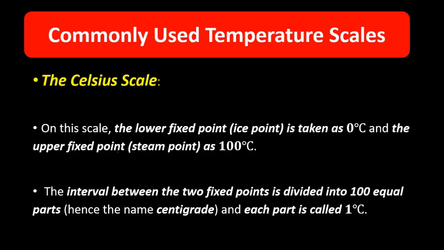One is the Celsius scale. Here the lower fixed point is taken as 0, the upper fixed point is taken as 100. 0 is the ice point, 100 is the steam point. The interval between 0 and 100 degrees Celsius is divided into 100 equal parts, so each division is equal to 1 degree Celsius.